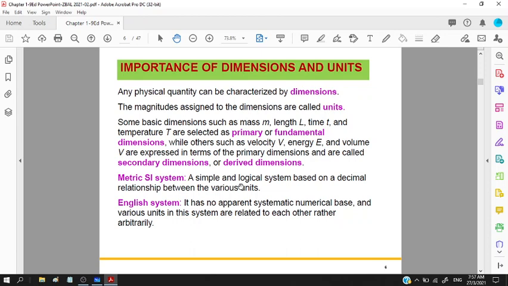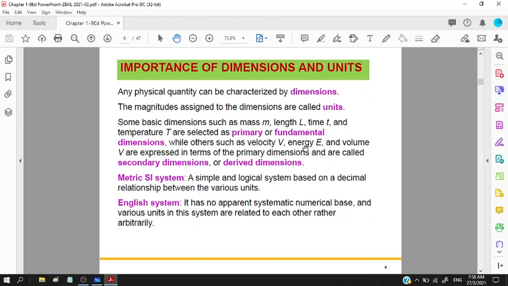Now we go for the dimensions and units. What are dimensions? Basically, the dimensions are MLT: mass, length, and time. This is called dimension. And the unit for mass is kilogram, length is meter, and time is second. So in dimensions, we have the primary, also known as the fundamental dimension, which is MLT. And we also have the secondary dimension or derived dimension. Basically, we look in terms of the unit that we have.